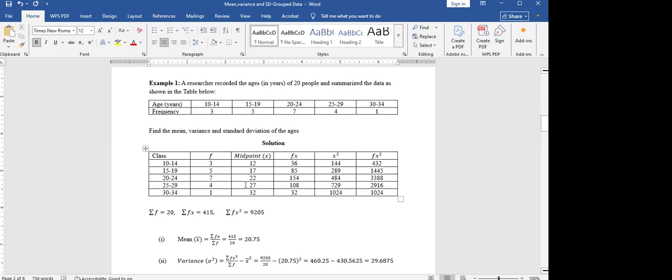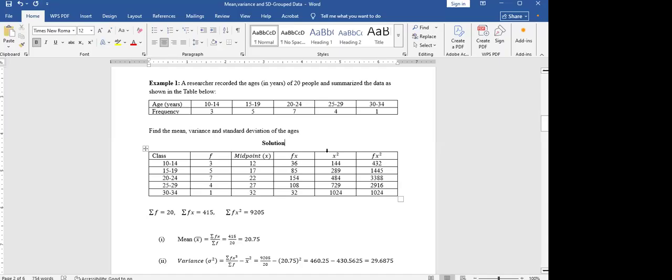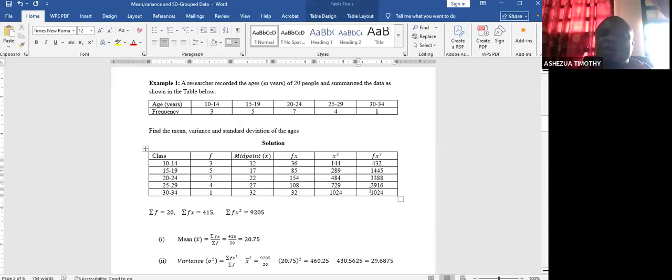If you have any issue with how this table was generated, sir, why are you on your microphone? Now, if you have any issue with how we generated this table, we have 6 columns. If you have an issue with how we got any of the columns, this is the right time to ask your question. I'm waiting. Ask your question.